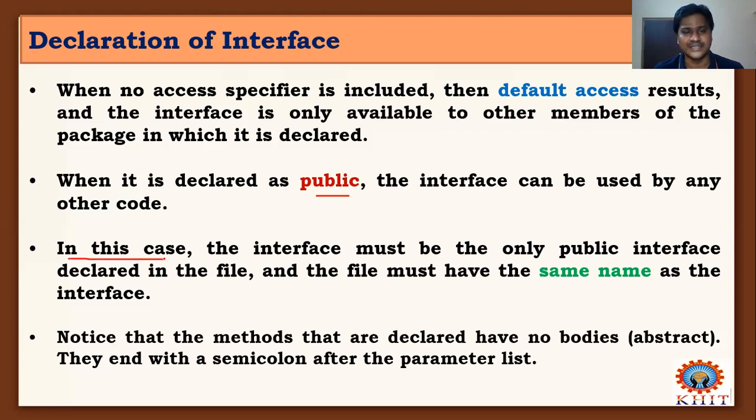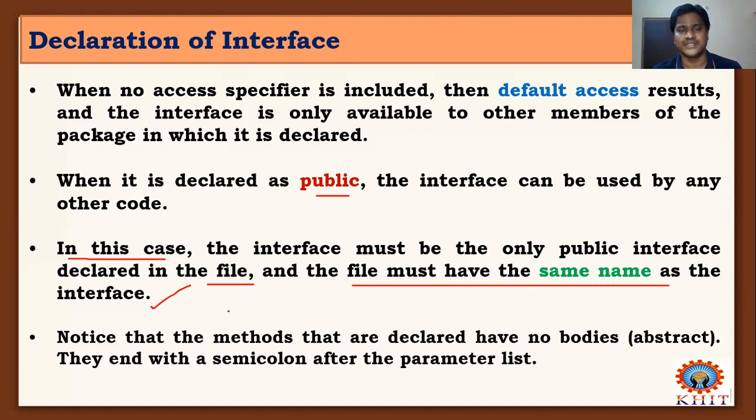And in this case, when there is a package and one interface is defined as public, then in some cases, like in your program, only one interface is defined. Sometimes it may be useful for developers to declare only one interface in a program, right? In that case, the interface must be the only public interface declared in the file. Then the file must have the same name as the interface.